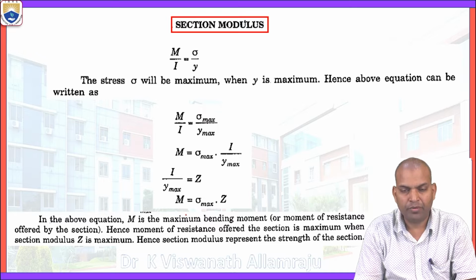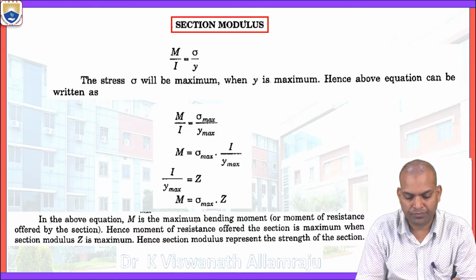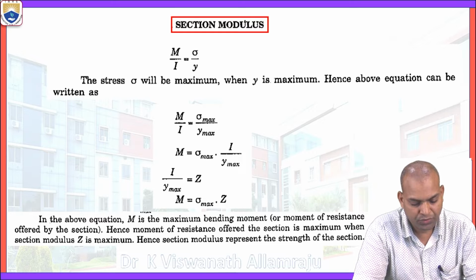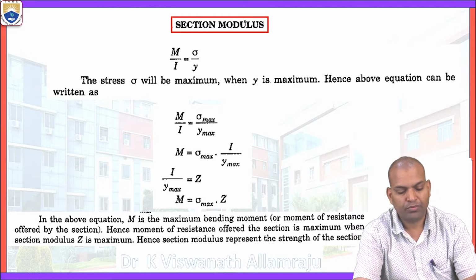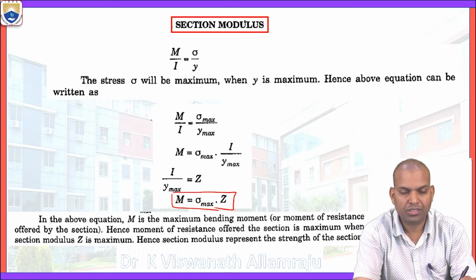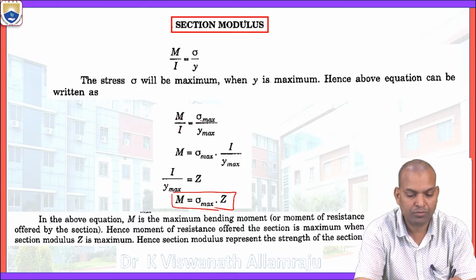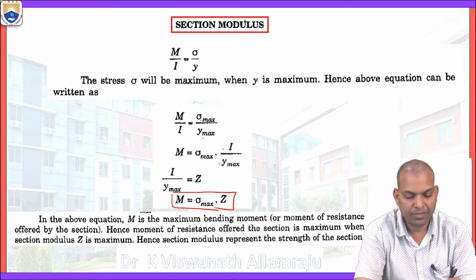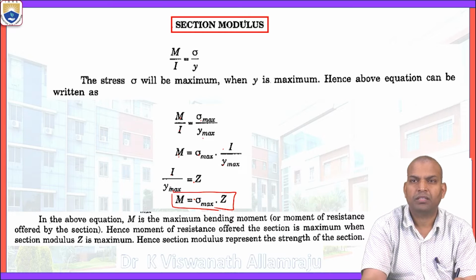So when sigma will be maximum, y becomes maximum. Very important is that in this formula, M equal to sigma maximum times Z, it is calculated step by step. M by I equal to sigma max by y max, M equal to sigma max times I by y max, I by y maximum equal to Z, then M equal to sigma maximum times Z.